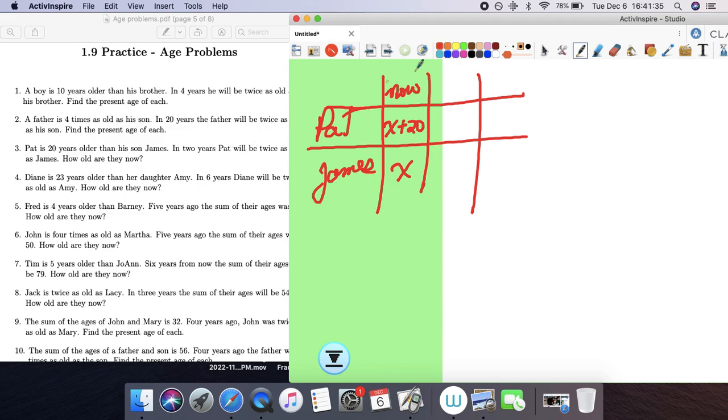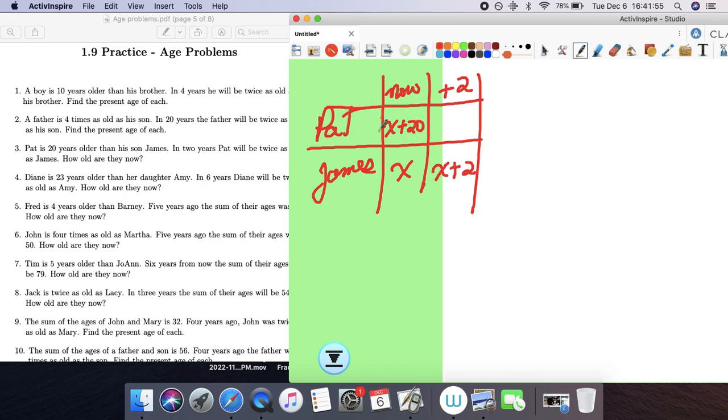In 2 years, so we're going to have to make it. So the equation that we're going to create is based on their ages 2 years from now. So before I even create their equation, let's figure out what their age is 2 years from now. So I'm going to write plus 2. So 2 years from now, James, let's do the easy one. James is going to be whatever he is today plus 2.